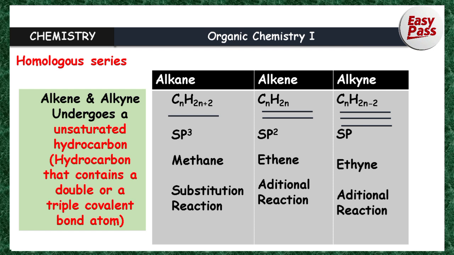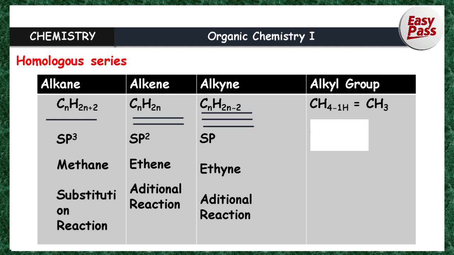With this table chart, you can easily differentiate between alkane, alkene, and alkyne. So, we have what we call alkyl group. An alkyl group is a group that is derived from the alkane family by a loss of a single hydrogen atom. Here, we can also have an alkyl group.